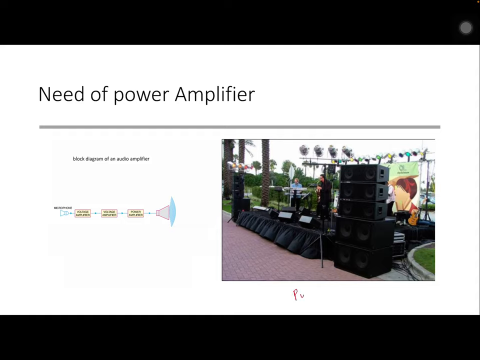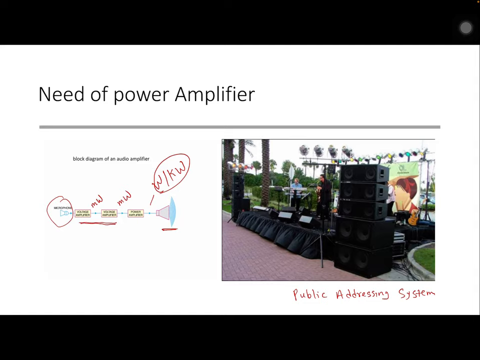This is public addressing system. You might be aware of this public addressing system. This public addressing system consists of microphone followed by stages of voltage amplifier and then power amplifier, and the last is loudspeaker. Now voltage amplifier amplifies the voltage, but power remains in milliwatt. After you amplify the signal using voltage amplifier, power remains in milliwatt. So to convert this milliwatt into watt or even into kilowatt, we need power amplifier.